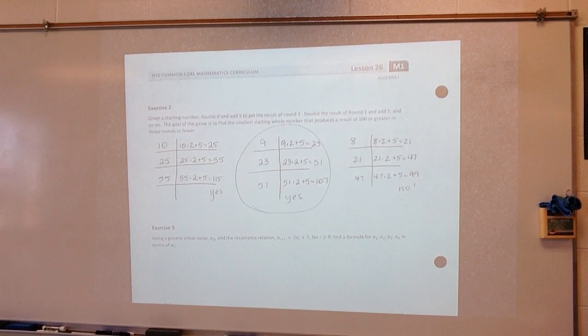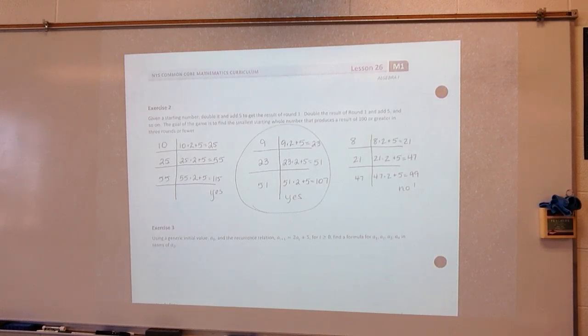Okay. So I don't know if you had any other methods. If you did, great. There are a few other methods that you could have taken with this. Maybe you could have looked at it like this. If 100 is reached in 3 rounds, then I would take 100 minus 5, which is 95, and divide that in half, which gives me 47 and a half, which means I have to reach 47 and a half in 2 rounds. So you can figure some things out differently.